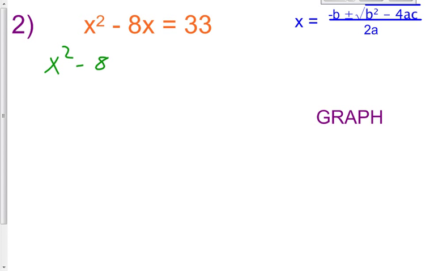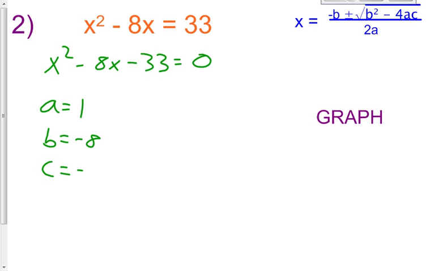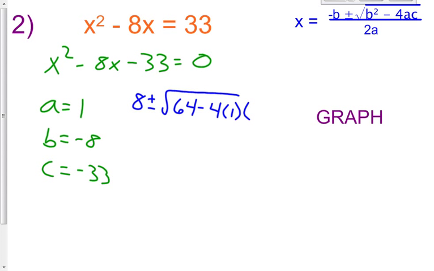x squared minus 8x minus 33 equals 0. So your a value is 1, your b value is negative 8, and your c value is negative 33. When you put it into the quadratic formula, it's negative b, so a positive 8, plus or minus the square root of b squared, which is 64, minus 4 times a times c, all over 2 times a, which is 2 times 1, which is 2.